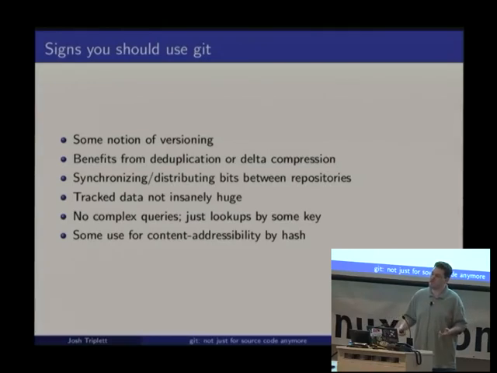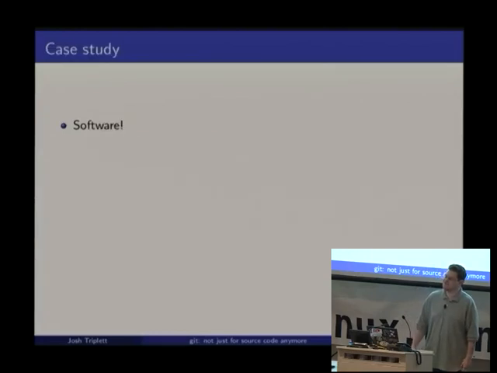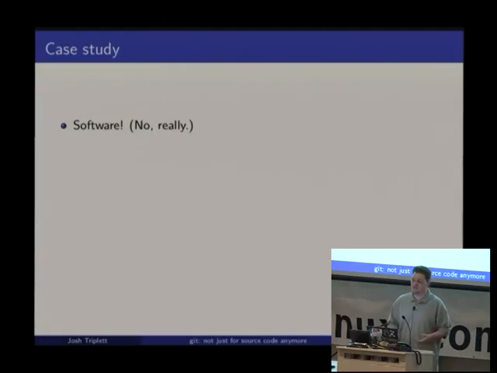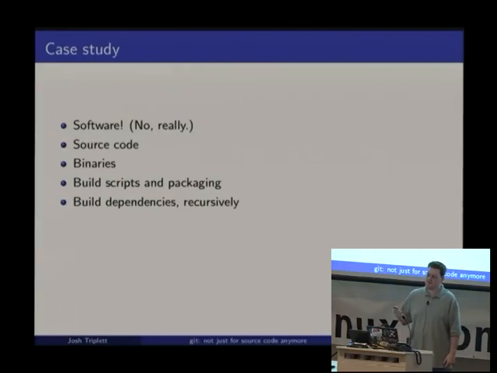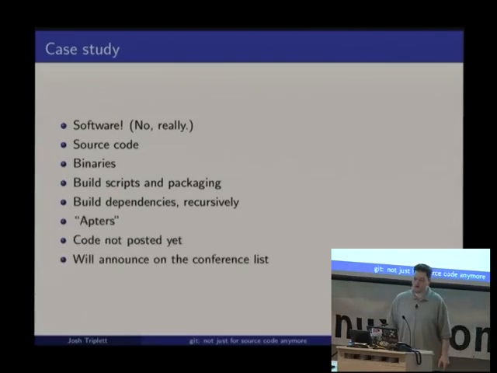So with all that in mind, and all of these examples of ways you can use Git for something other than software, I'd like to present the case study of using Git for software. No, really. But the key detail is I don't just want to use Git for software source code. What I want to use Git for is all the binaries, all the build scripts and packaging, and all of the build dependencies recursively. For what it's worth, this software is called Aptors. The code is not posted quite yet because I thought you might prefer to see slides at this conference. And so I will be announcing the availability of the code somewhat later on the conference list as soon as I can.